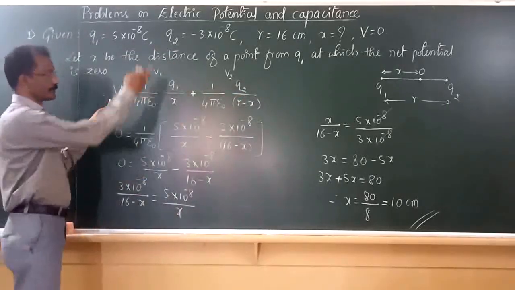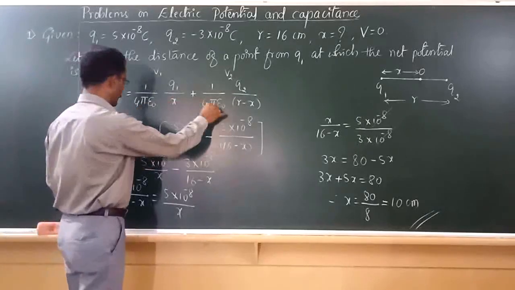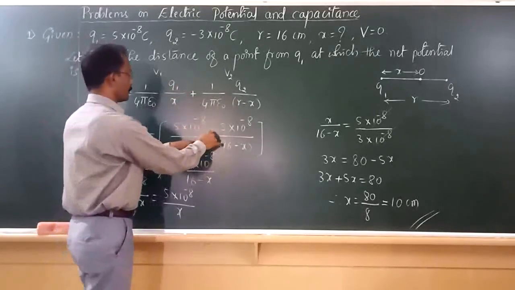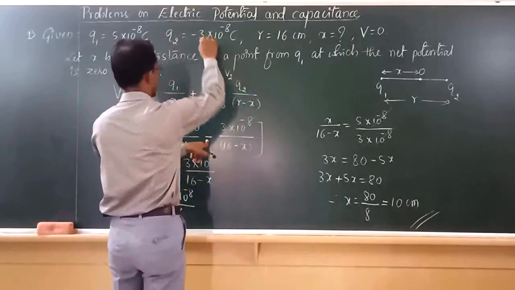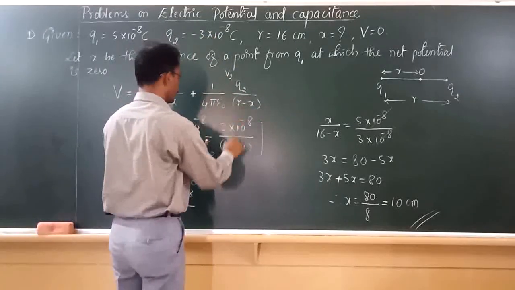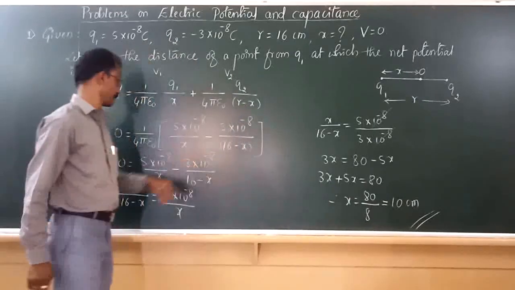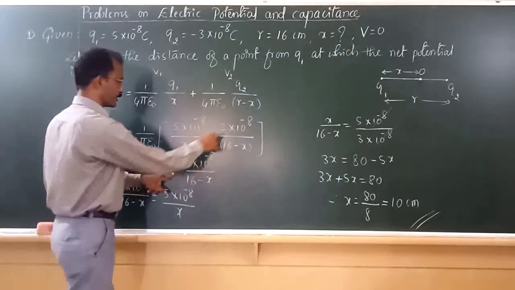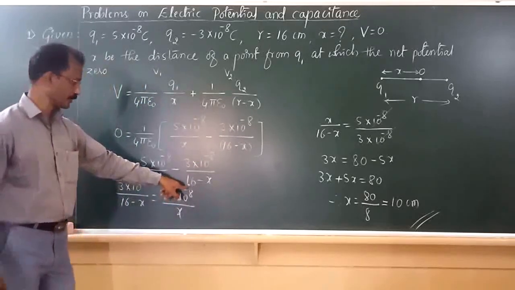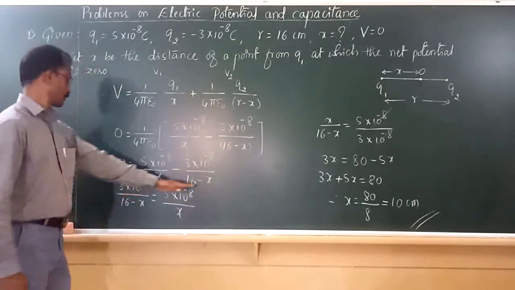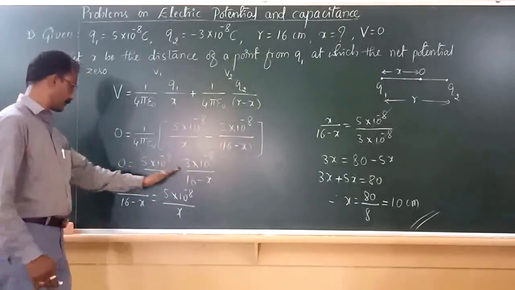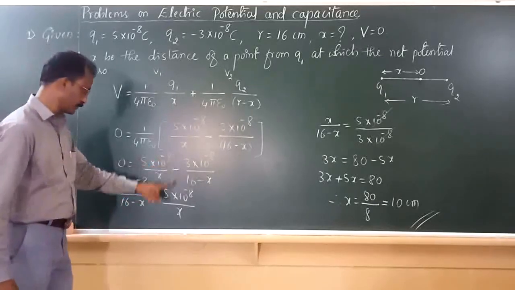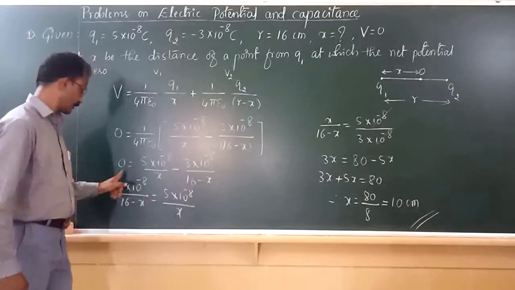Here V is given, that is 0, the net potential is 0. 1 by 4 pi epsilon naught is taken common. In the bracket, Q1 is 5 into 10 raised to minus 8 by x, minus, because Q2 is negative, 3 into 10 raised to minus 8 divided by r, which is 16 minus x. So 0 equals 5 into 10 raised to minus 8 by x minus 3 into 10 raised to minus 8 divided by 16 minus x. Take this to the left side, it becomes positive: 3 into 10 raised to minus 8 divided by 16 minus x is equal to 5 into 10 raised to minus 8 by x. Again, cross multiply.